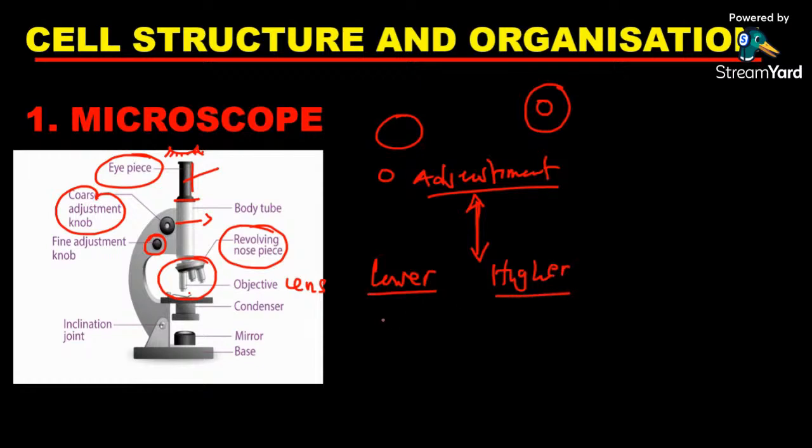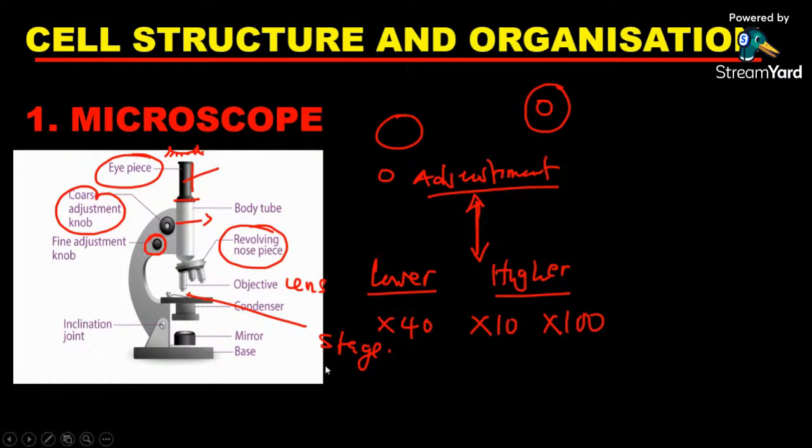So they are normally labeled times 40, which means this one is able to magnify 40 times, times 10, and times 100. Okay, so that is very important. Then, of course, we have here the stage. The stage should be indicated here. This is the stage, and let us look at the stage first.